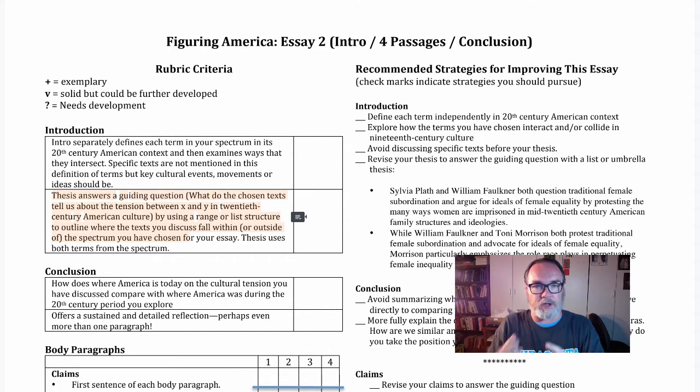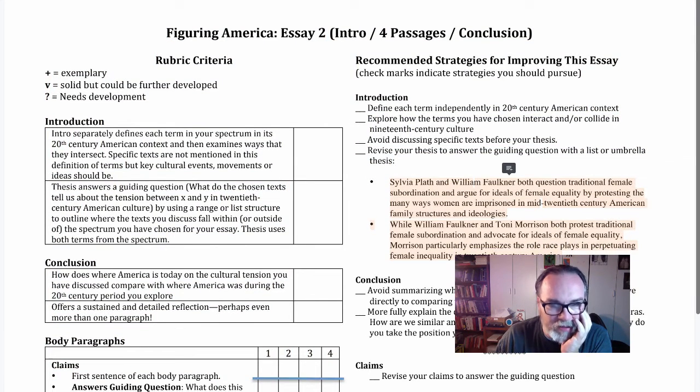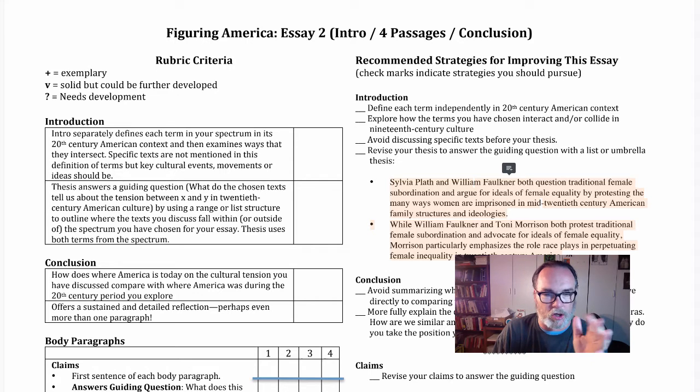What do these authors I've chosen to write about have to say through these works about the tension I've chosen to write about? And there's some samples here that are worth looking at. They're good examples of thesis statements for multiple authors. And they're good examples of what I like to call the umbrella thesis, where you sort of make a larger overarching comment that fits the writers into a spectrum.